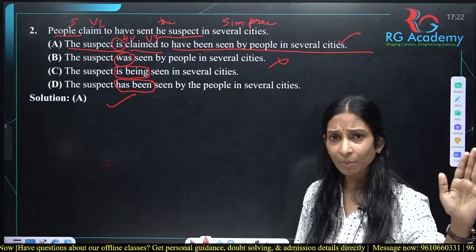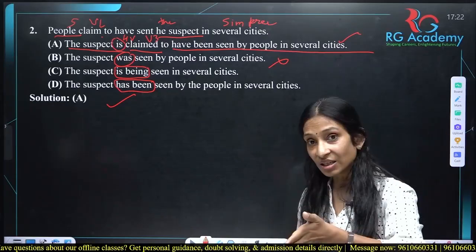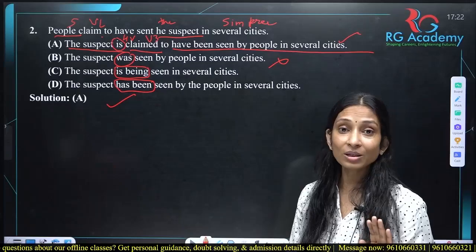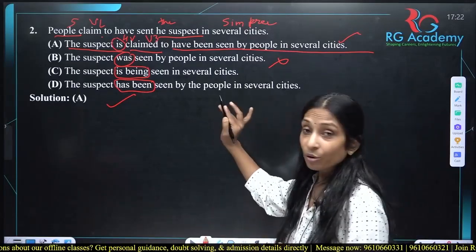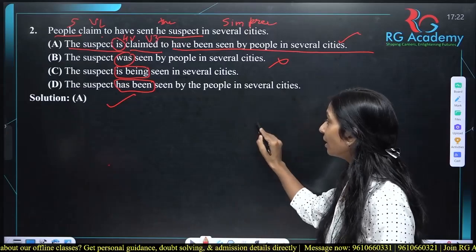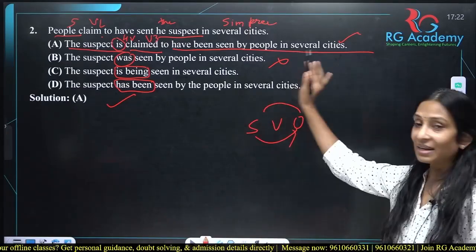If there is no helping verb, put one. If there is already one helping verb, then increase one. So this is what our rules say. So we have to go accordingly, clear? So all our basic rules are met. Let us see again. Subject becomes the object and object becomes the subject, met, right?